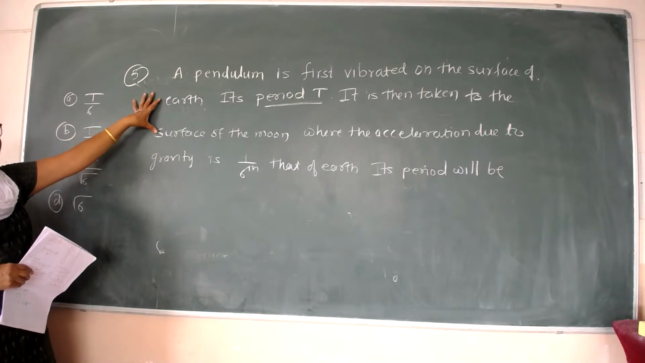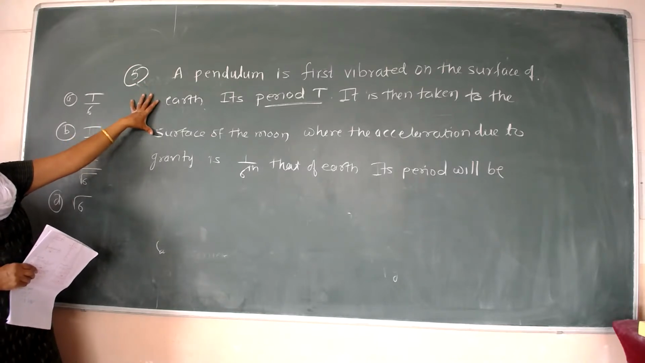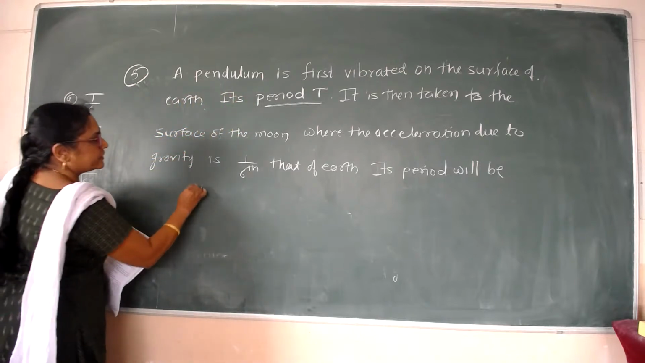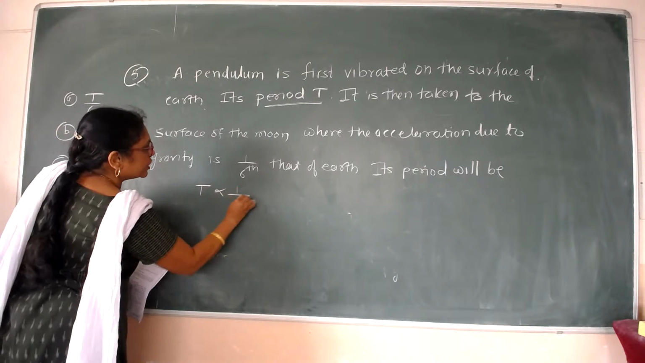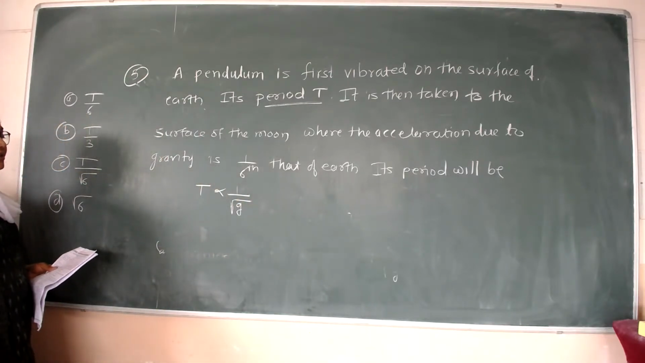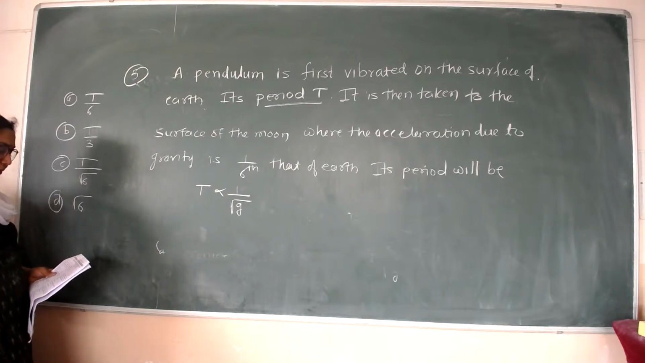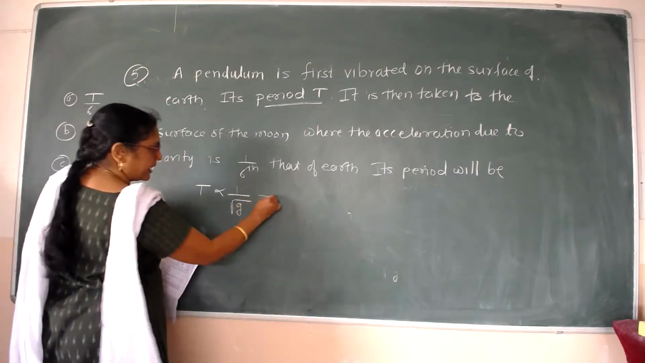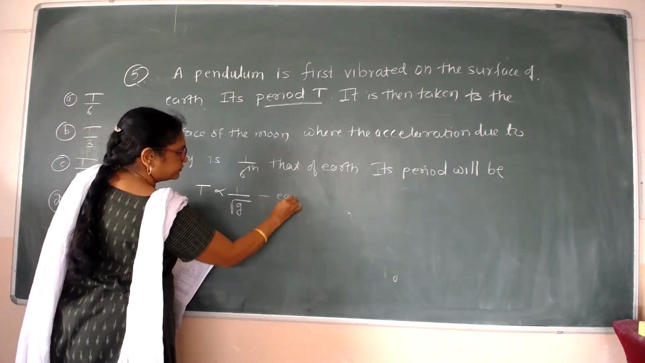Here you are comparing the time period with gravity, so you can take just one value. That is, T is directly proportional to 1 divided by root of g. The 2 pi gets cancelled, so there is no need to write the complete formula. So T is directly proportional to 1 by root g. This is the value on the surface of the Earth.